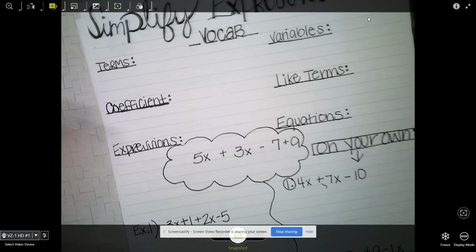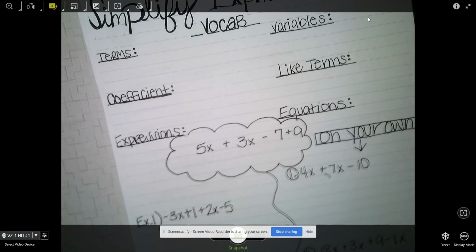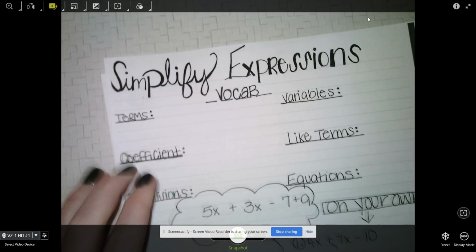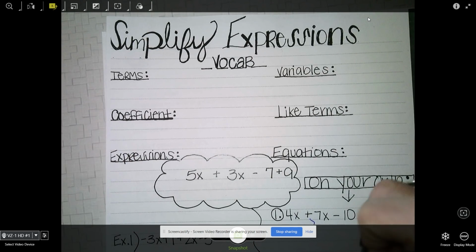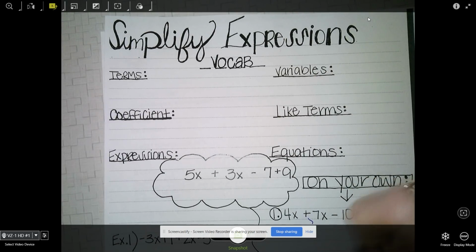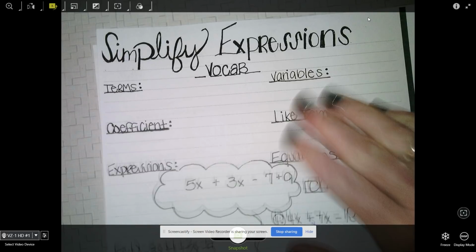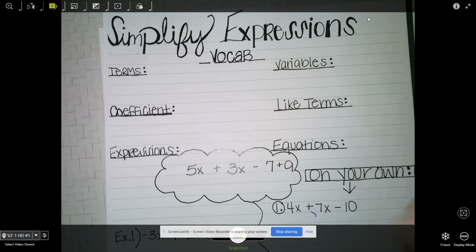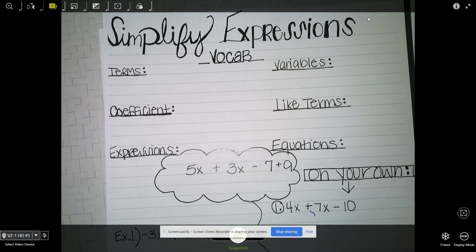Hey guys, I am going to be showing you today how to simplify an expression. So what you've been working on is the properties that go along with those. We just finished up distributive, and so right now what we're going to be focusing on are what is an expression exactly, what are the parts of the expression, and then how do we simplify with one.